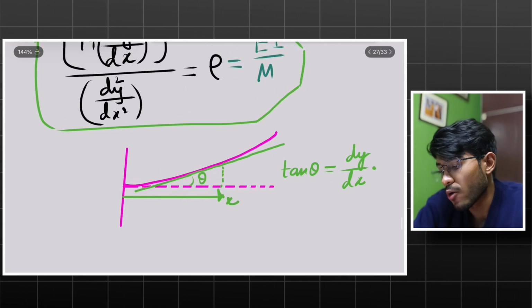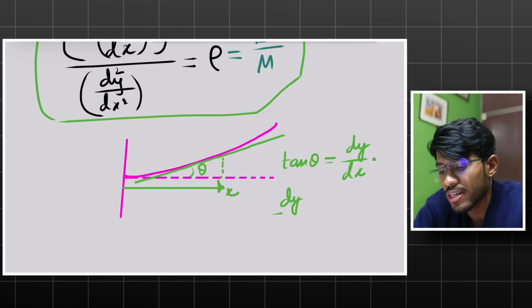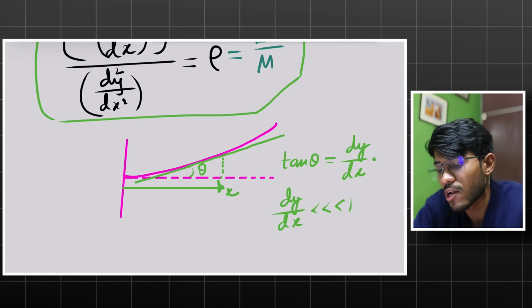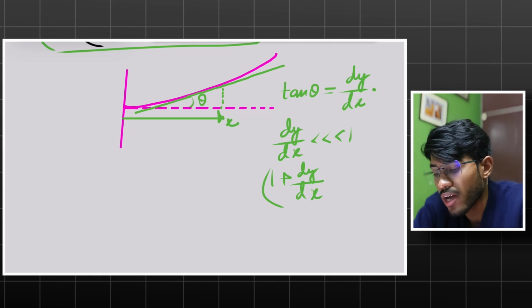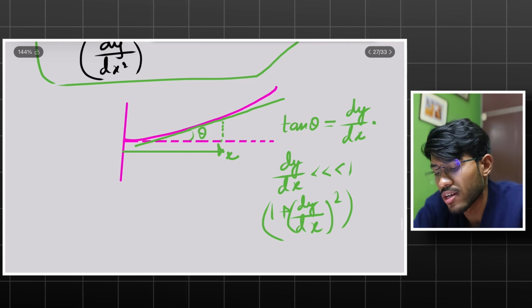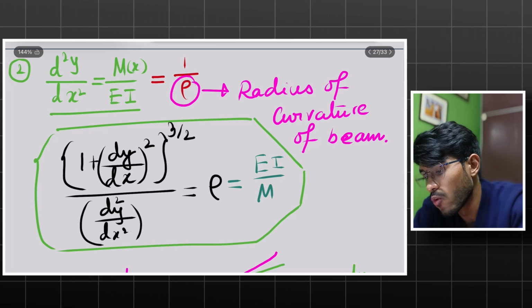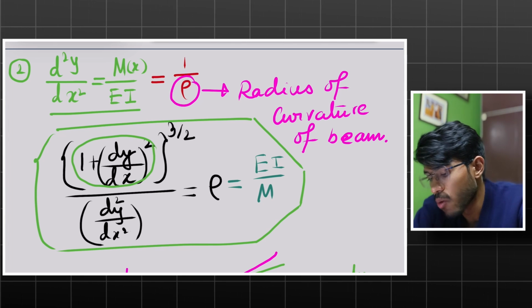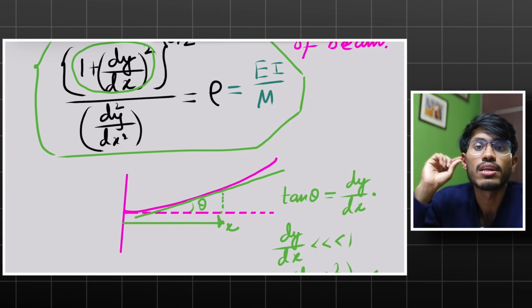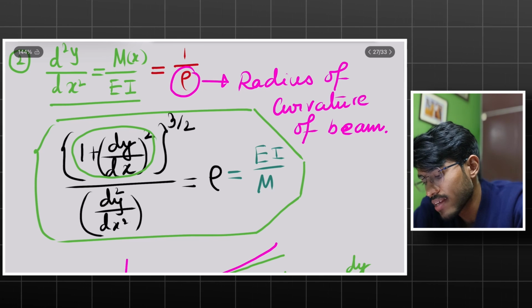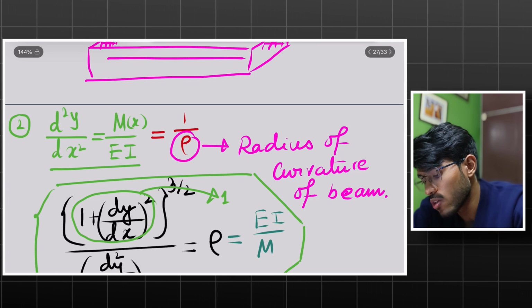dx. Now in this formula, if we say that the slope is very small, then my dy dx is much less than 1. Then I can say that my 1 plus dy dx whole square is almost equal to 1. That means I have proved that if my slope is small, or in other words, the beam is almost plane, that is, it has a very small deflection, then only I can say that this is equal to 1. And then I get the formula that m by EI is equal to this one.